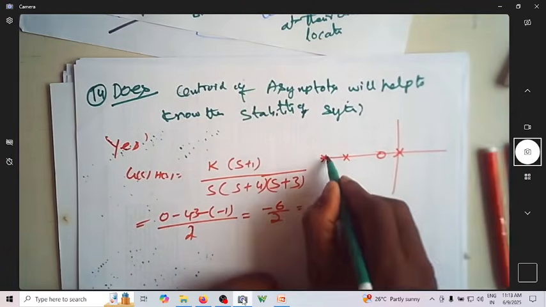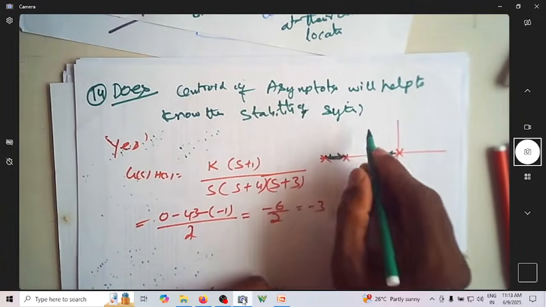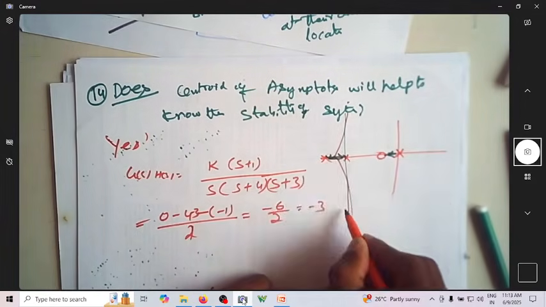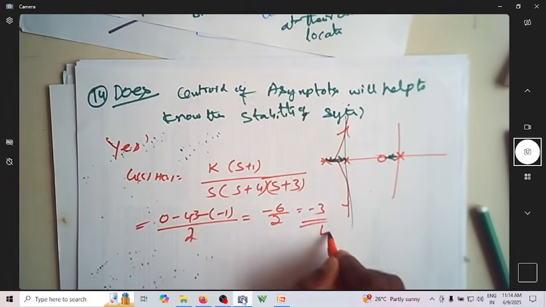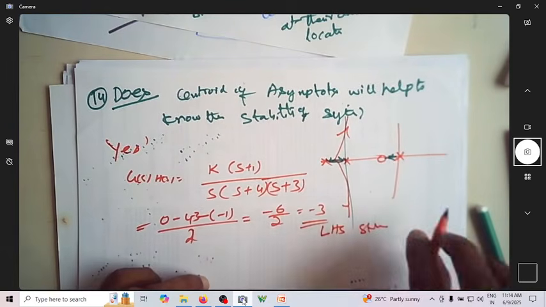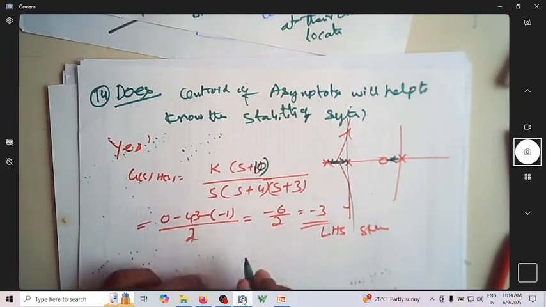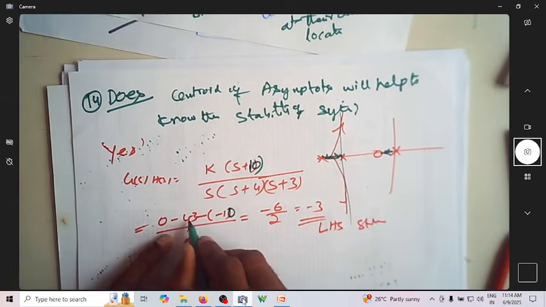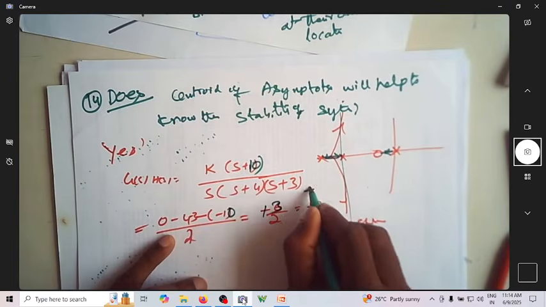If you look at them, there is a centroid somewhere here, and it will show that the locus actually goes there. Since you can see the centroid is on the left hand side, the system is stable. The system is stable. Now just see if I make this 10. The moment I make this 10, can you see this becomes plus 3 and this will become plus 1?